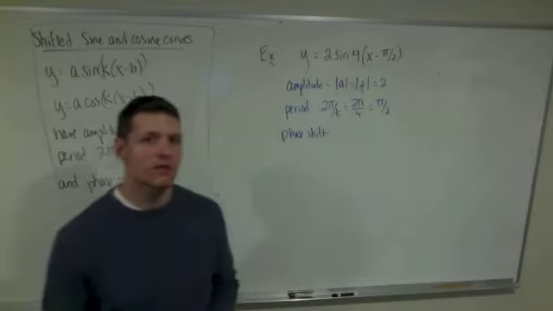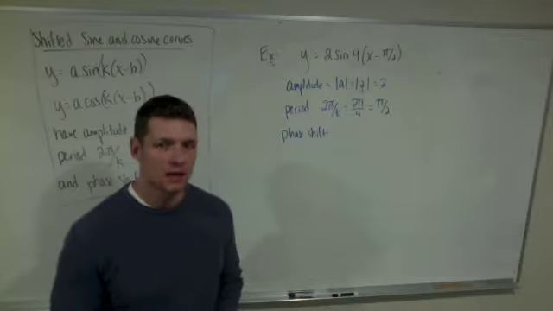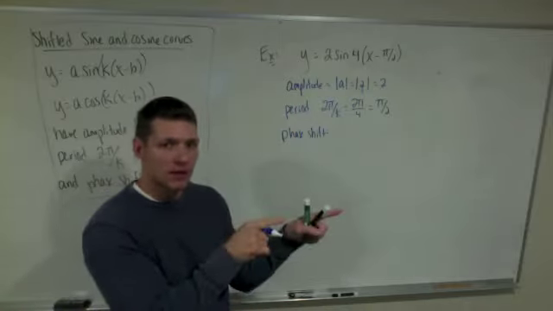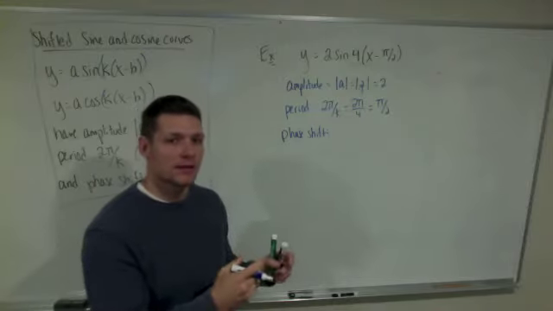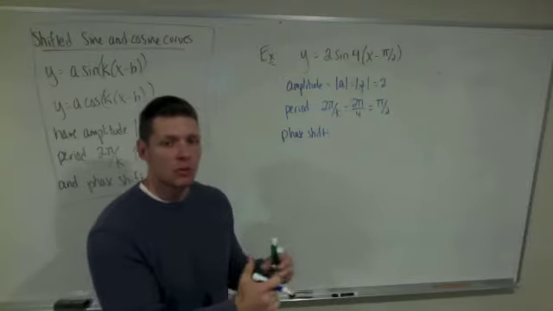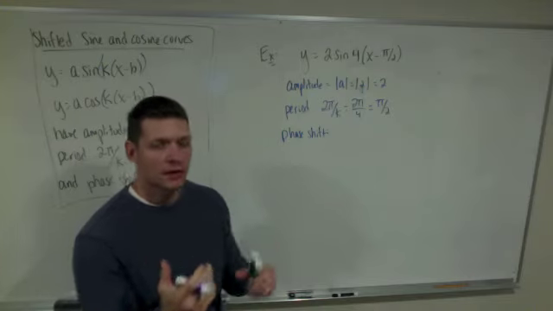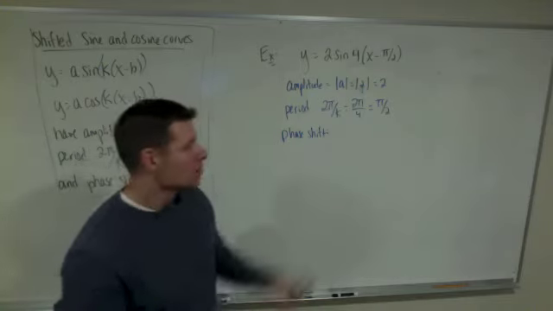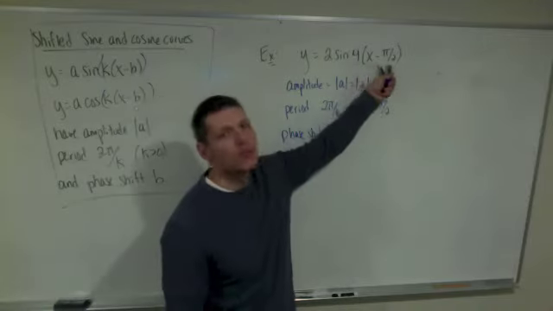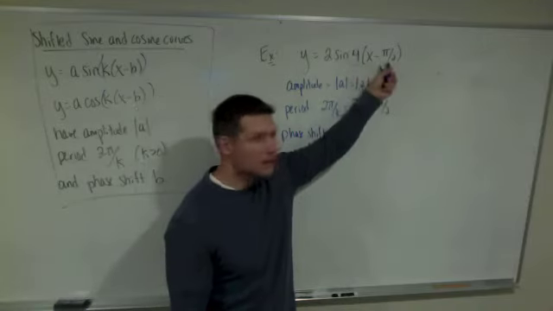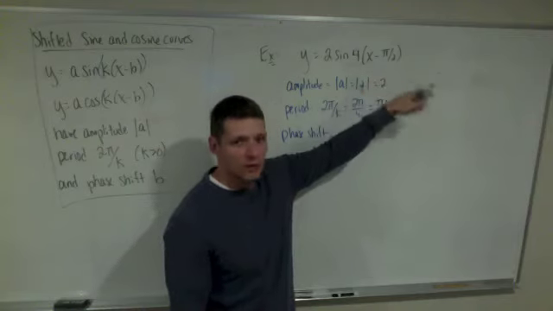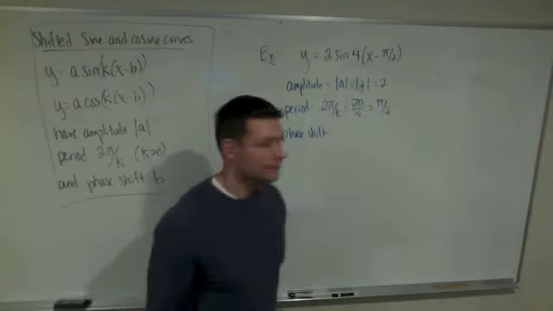It always has to be of the form x minus b. So if it's minus pi over 2, we're going to shift it to the right pi over 2. Suppose it was minus negative pi over 2, we shift it to the left pi over 2. Now, of course, if it's minus negative pi over 2, it's actually plus pi over 2. So if it's a plus in here, we're going to shift it to the left. If it's a minus in here, we're going to shift it to the right. That's the easy way to remember it.